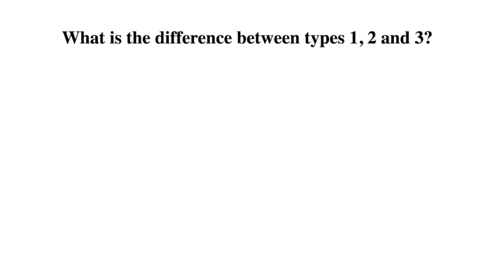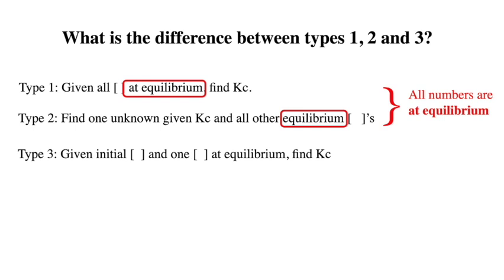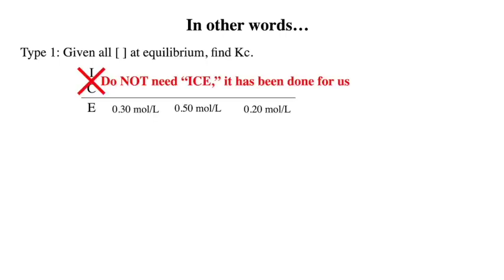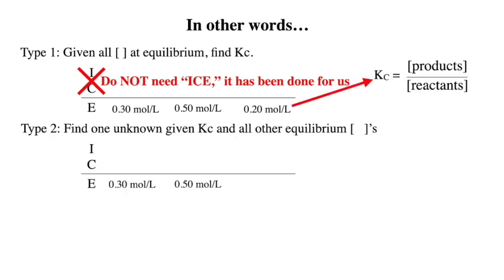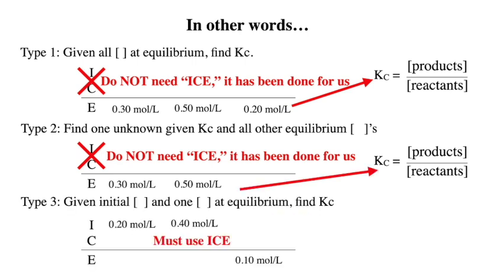So what's the difference between types 1, 2, and 3? Well, types 1 and 2, everything's at equilibrium. Okay, type 3, they're not. You have some initials and some equilibrium numbers. Said another way, type 1, you don't need an ICE table because they've just done all the work for you. You just plug the numbers in. Same with type 2. Don't need an ICE table. You can figure it all out using the expression. But type 3, you've got to use ICE to figure out these equilibrium numbers. And once you figure those out, then you can plug it in.